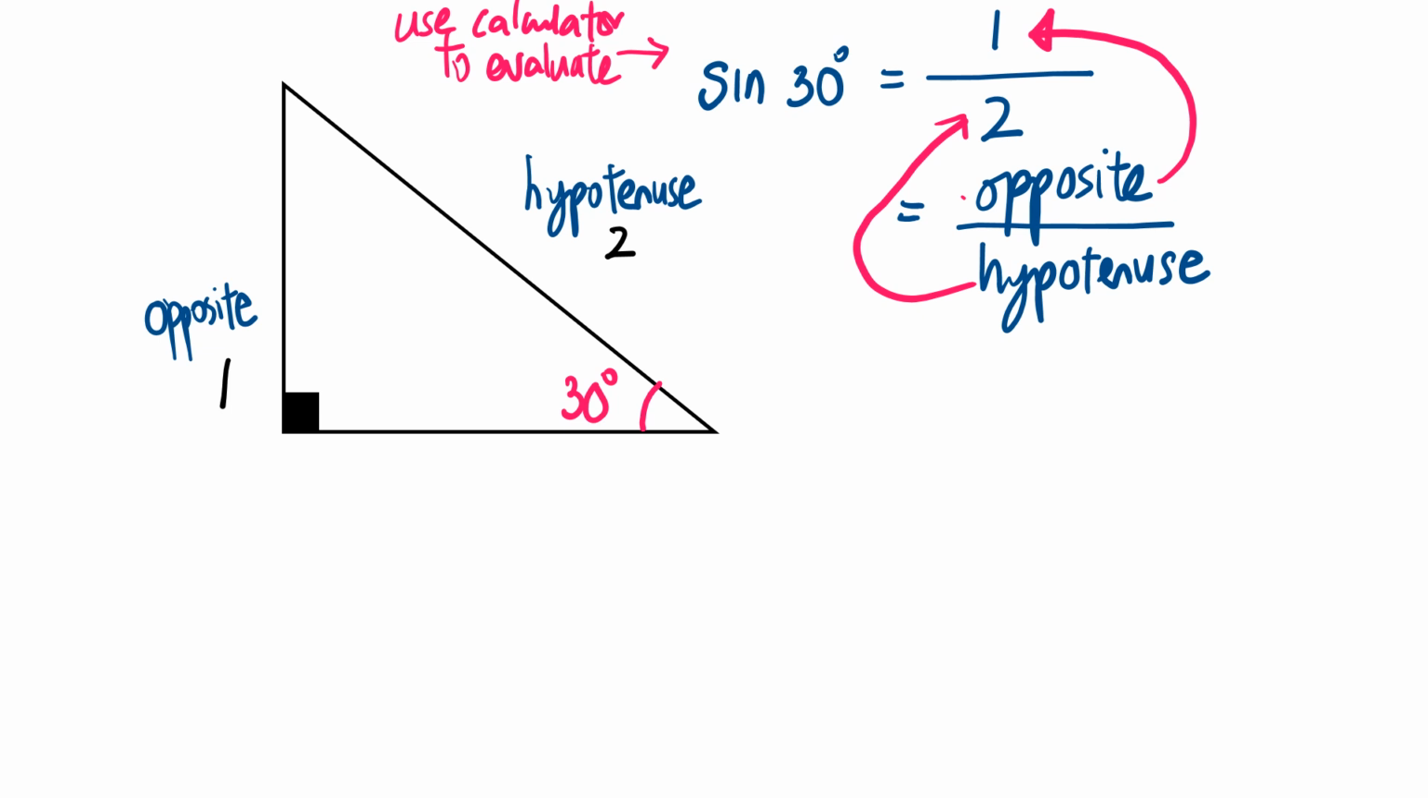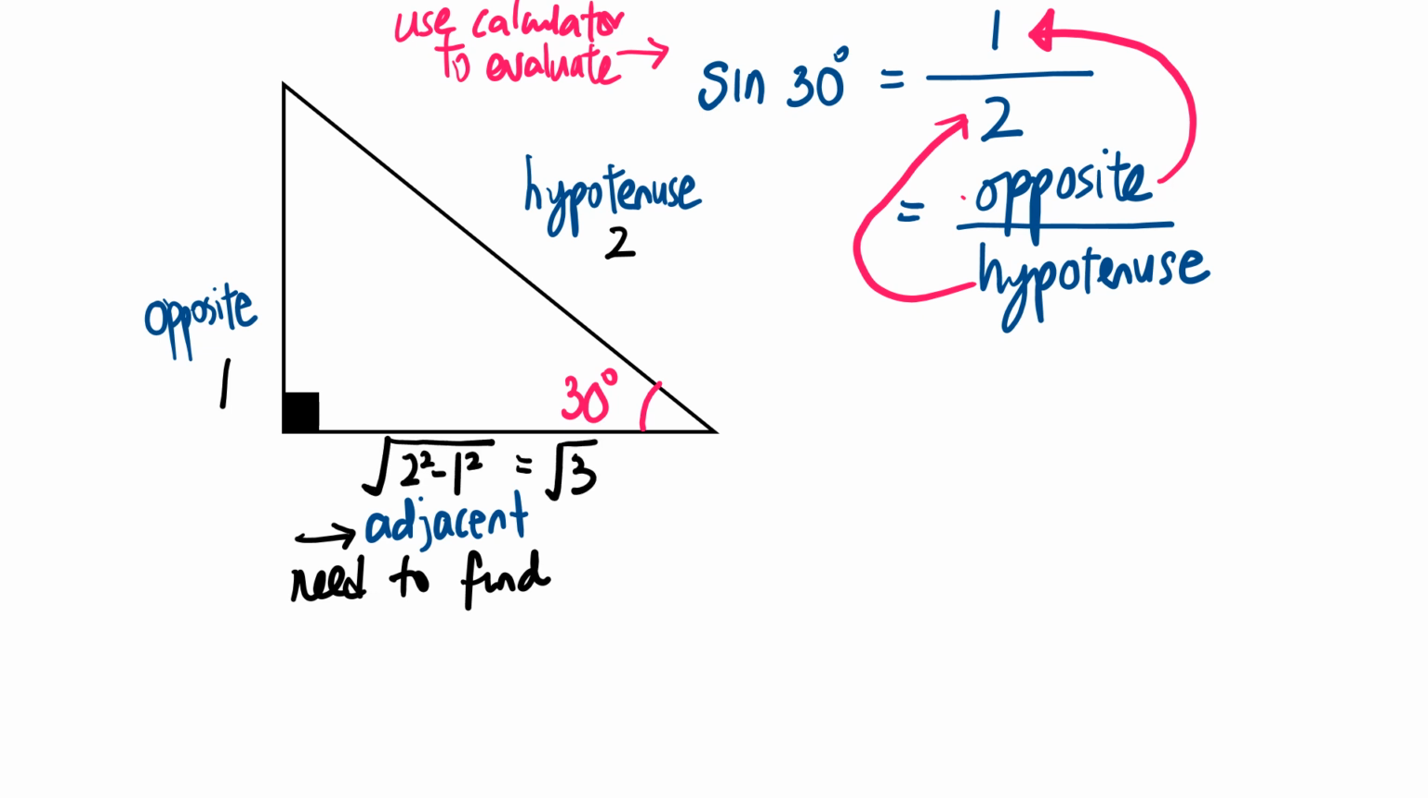All right, so we need to find the length of the adjacent side. And because this is a right angle triangle, we can use Pythagoras theorem to find the length of the adjacent side using a squared plus b squared equals c squared. So a squared will be c squared minus b squared. So a will be the square root of c squared minus b squared, which is equal to the square root of 2 squared minus 1 squared, that gives you square root 3. So the adjacent side has square root 3 units.